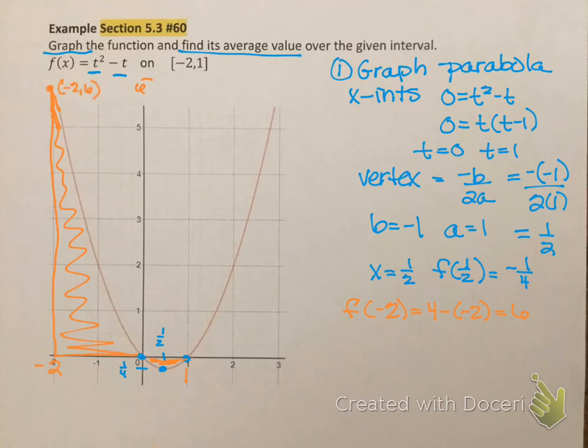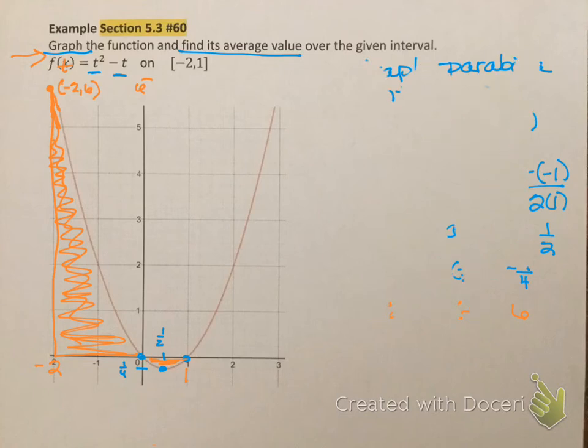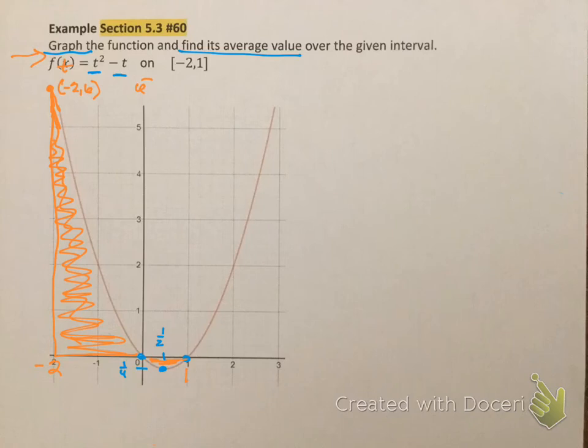All right. So here is the graph, and again, I'm trying to find the average value of this function, f of x. Oh, we would need to change that to t. F of t equals t squared minus t from negative 2 to 1. All right, so let's go and do the average value work. Let's get rid of my graphing work and find the average value.